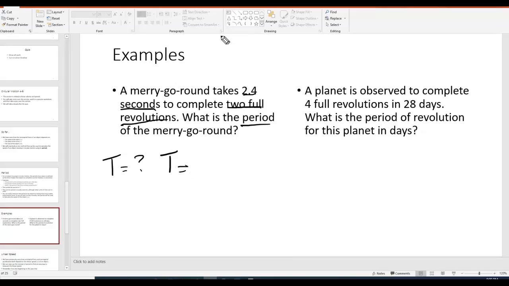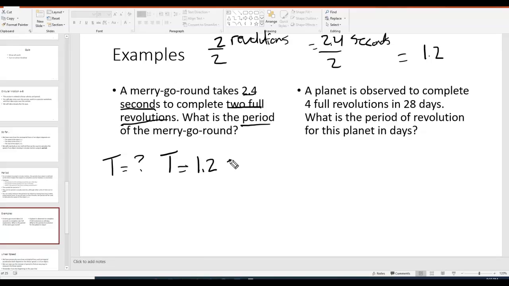So let's think about this logically. This merry-go-round makes 2 revolutions in 2.4 seconds. By definition, the period is the time for one revolution. So if it goes around twice in 2.4 seconds, how long is it going to take to go around one time? Well, clearly, hopefully you got that. That's going to be 2.4 divided by 2, which is 1.2. And so I would say the period of this merry-go-round is 1.2 seconds.